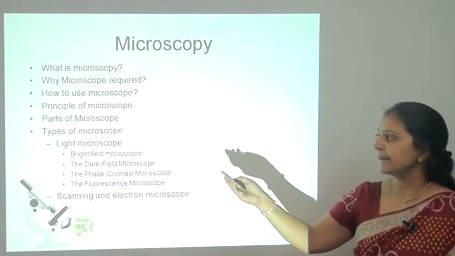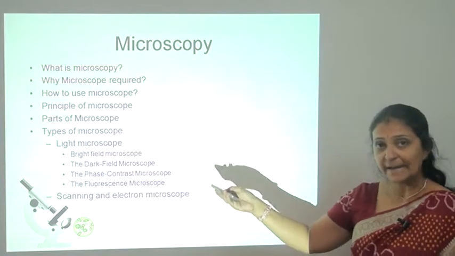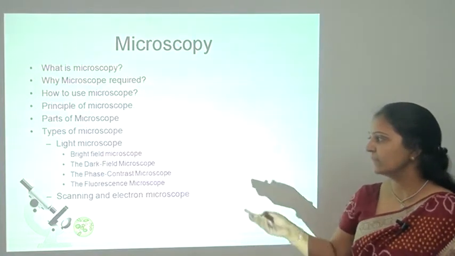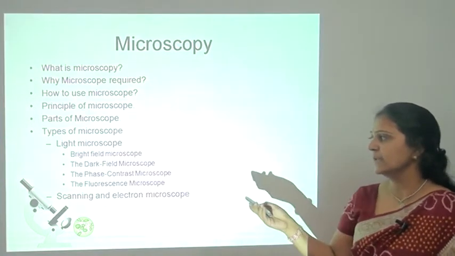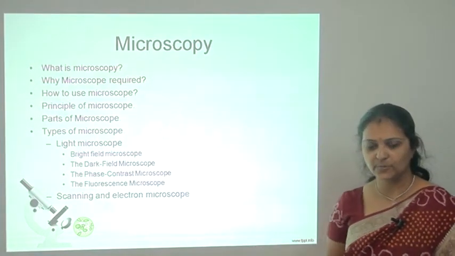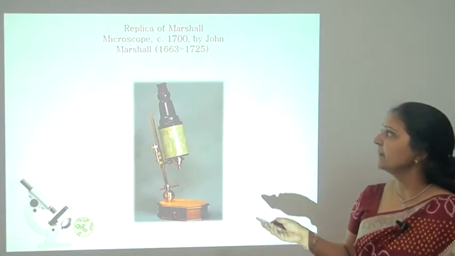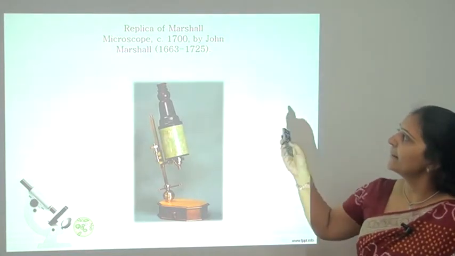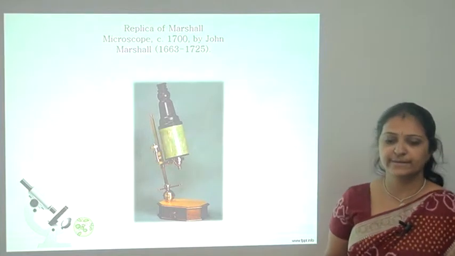That is, the parts are light microscopy, bright field microscopy, dark field microscopy, phase contrast microscopy, fluorescent microscopy, and others such as scanning and electron microscopy. This is the primitive microscope, and it was prepared by John Marshall in 1700.